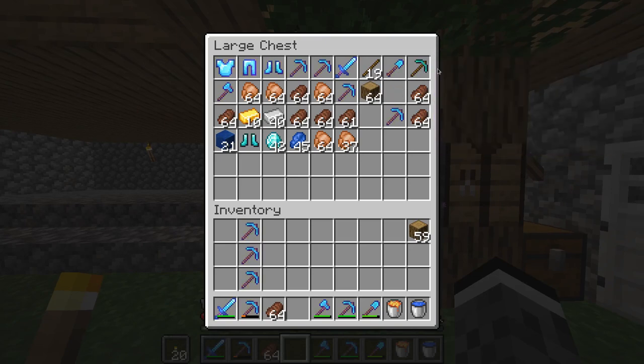Okay, that's a problem. Okay, also die Schuhe und die Pickaxe sind im Arsch vom Enchantment, was braucht man denn noch?